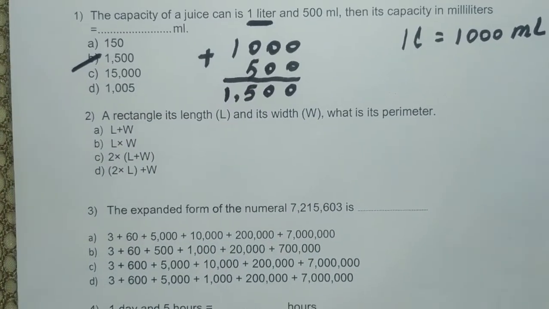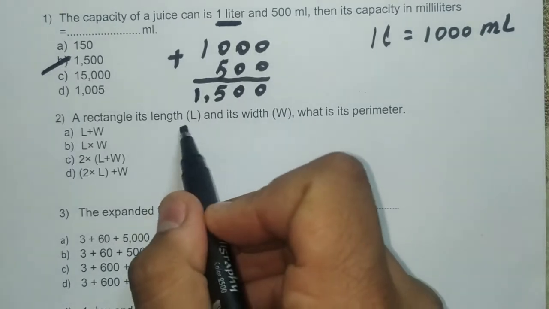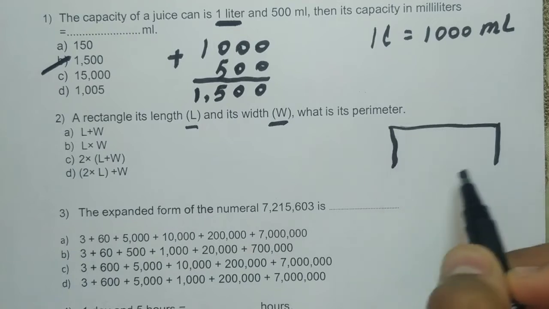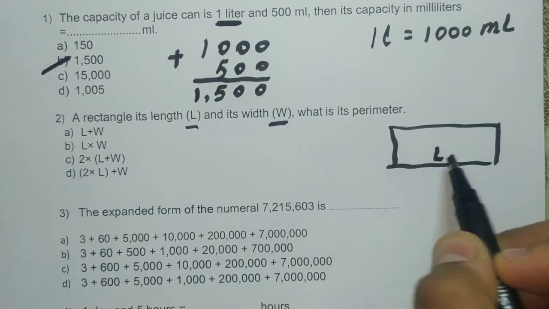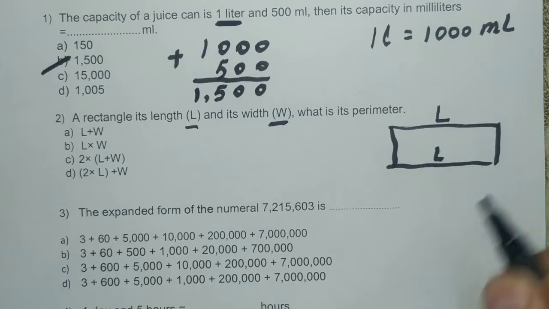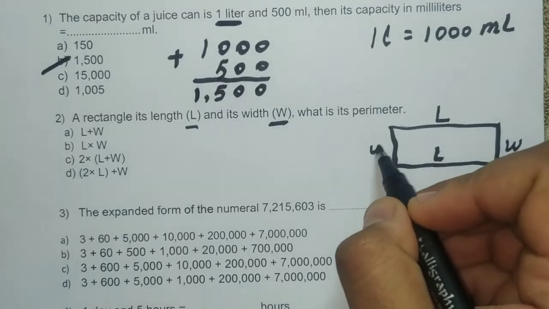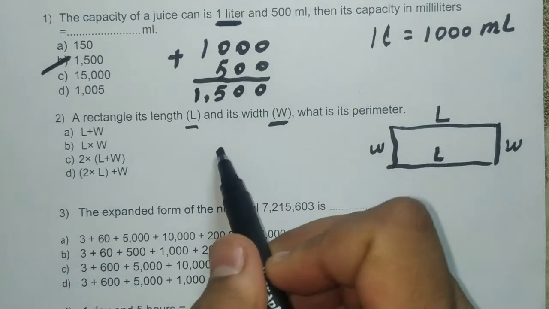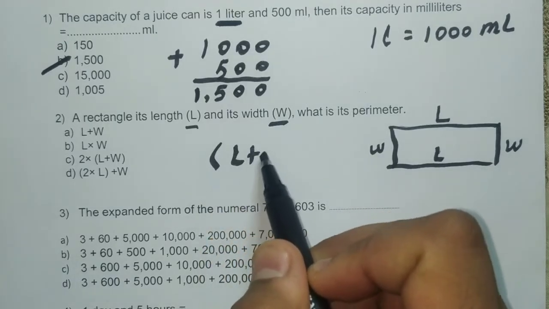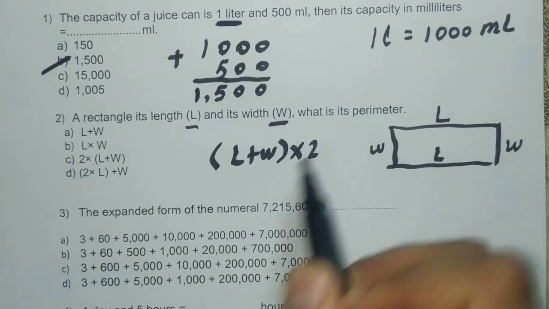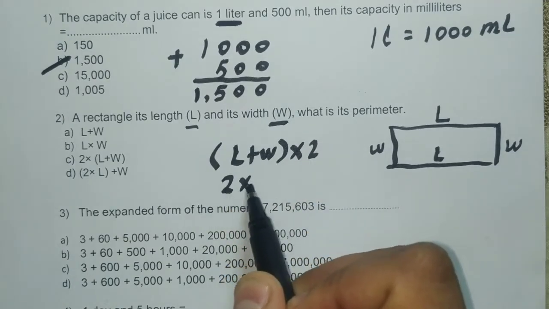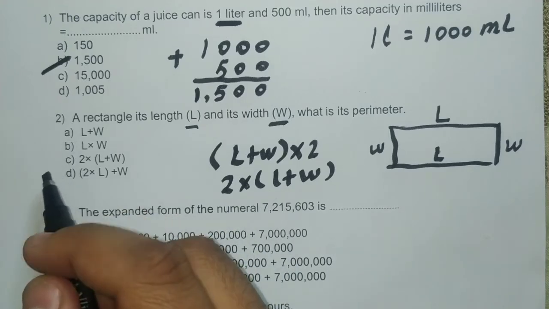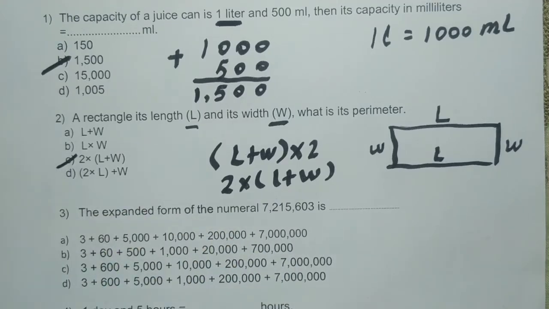The second question: a rectangle, its length L and its width W. Rectangle, length L, so it will be L, W, width, and it's also width. So the perimeter is L plus W times 2, or 2 times L plus W. So I will choose number 3.